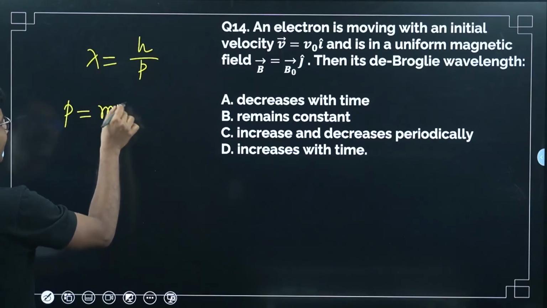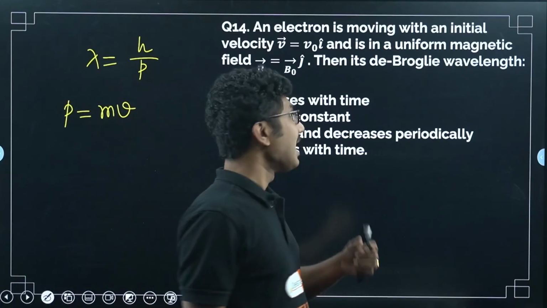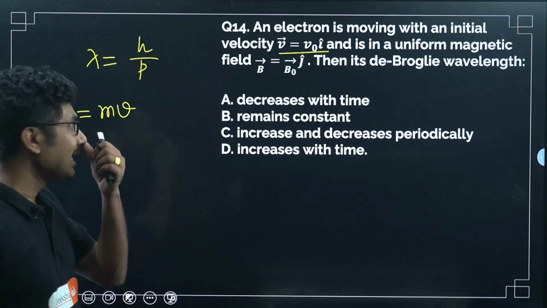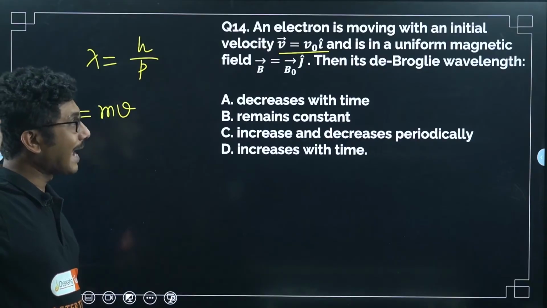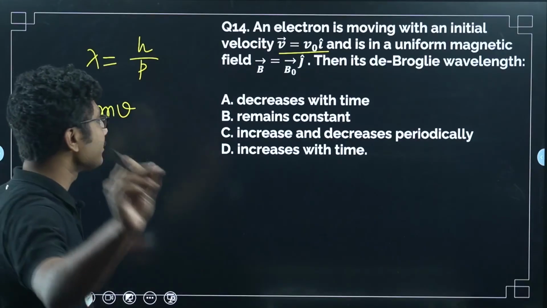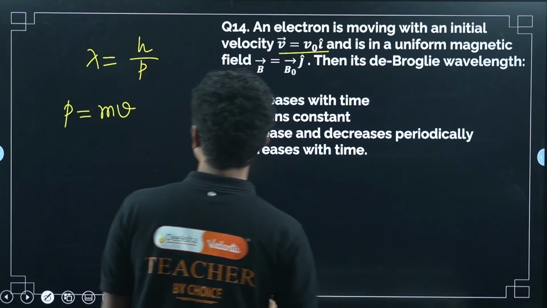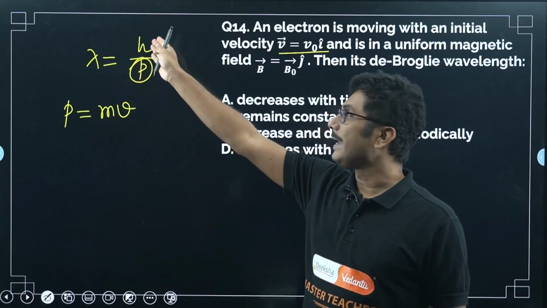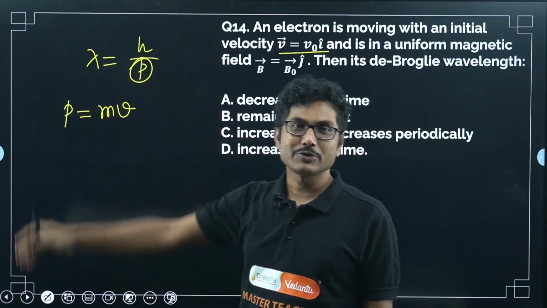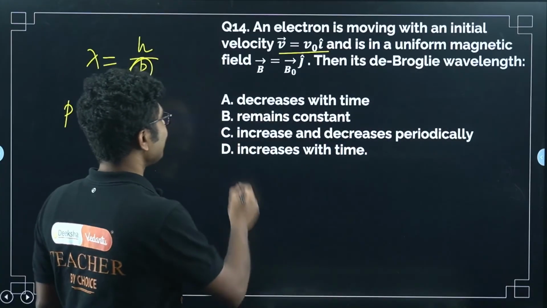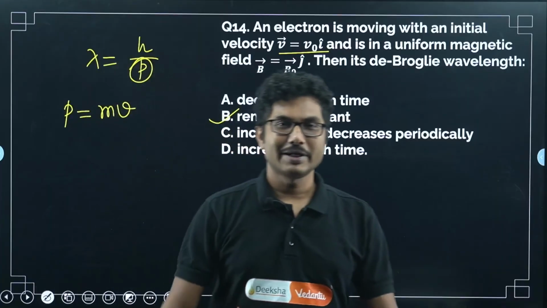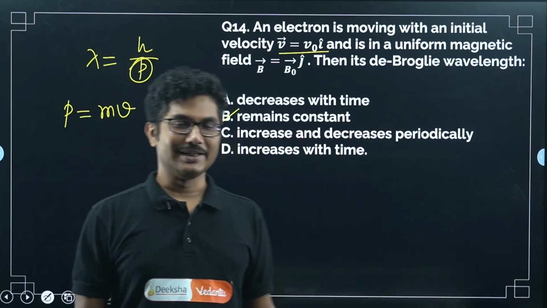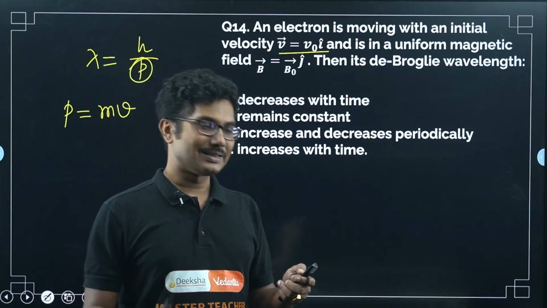And what is p? p is mv. In this case v is constant in magnitude, it is not changing, so what we can say is p is constant. If p is constant, h is obviously Planck's constant, so lambda should be constant, right? So it remains constant. You don't need to worry too much. If the question looks difficult, actually it is easy. If the question looks easy, maybe it is difficult.